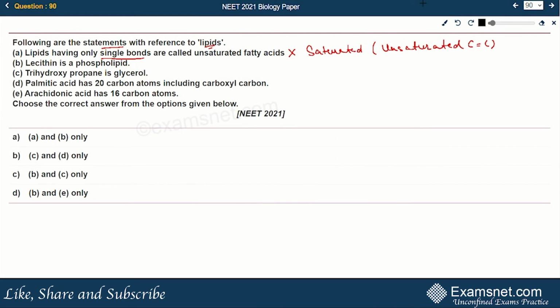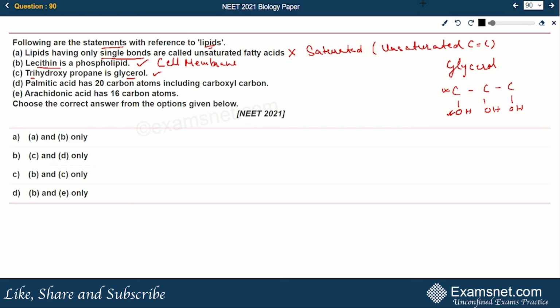Now the next is lecithin is a phospholipid. This is a correct statement. It is a phospholipid and it is found in our cell membrane. The third statement is trihydroxypropane is a glycerol. This is also a correct statement. What is glycerol? It consists of 3 carbon atoms and each carbon atom bears a hydroxyl group, right? So since 3 hydroxyl groups are there and 3 carbons are there, this is also known as trihydroxypropane. So this is also a correct statement.